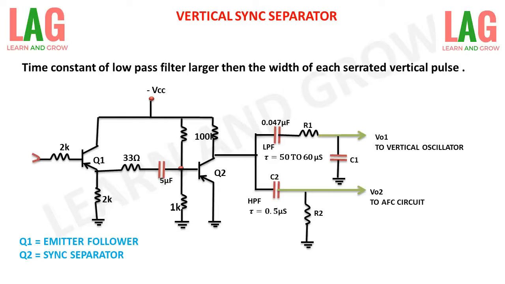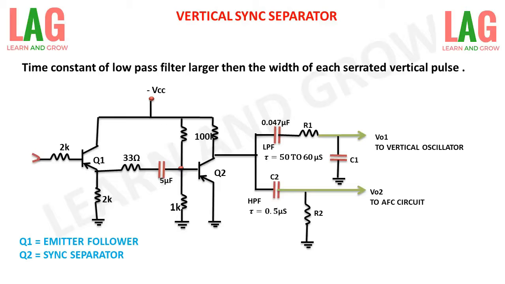The input to the circuit is a composite video signal that is applied to the base of transistor Q1. The emitter output of transistor Q1 is applied to the base of transistor Q2. The output obtained across the collector of transistor Q2 is fed as an input to the low pass filter. According to the time constant of resistor R1 and C1, the low pass filter will produce a vertical synchronizing output that is fed as an input to the vertical oscillator.